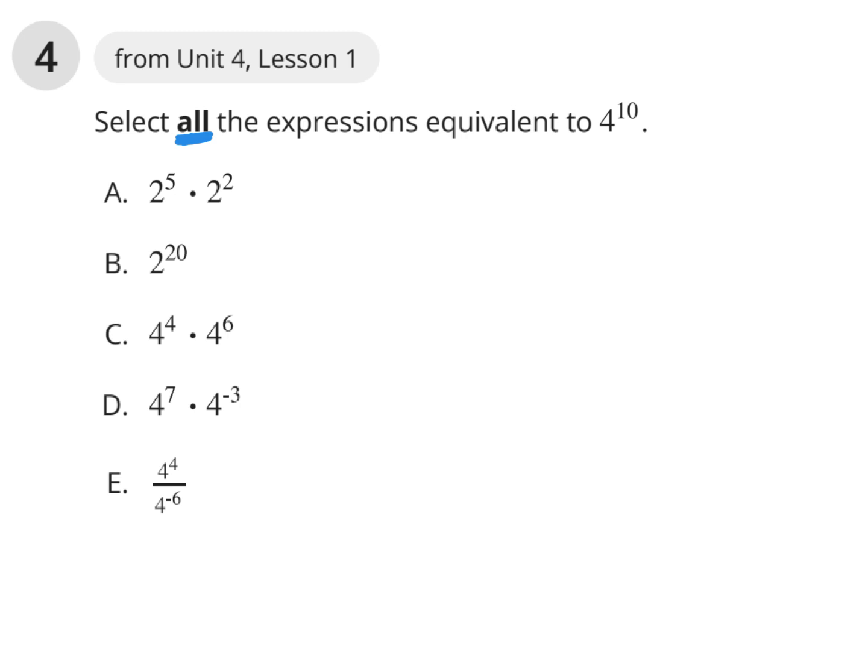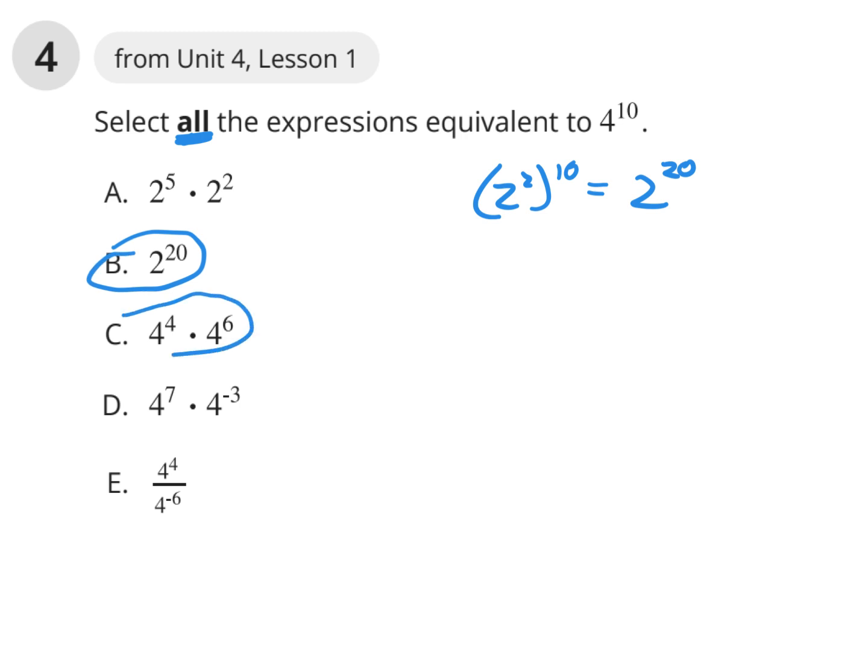4 to the 10th. 4 is 2 squared, so 2 squared to the 10th power is also 2 to the 20th. So B works. C works. Same base, 4 plus 6 is 10. And E works, because 4 minus a negative 6 is 4 plus 6, which equals 10.